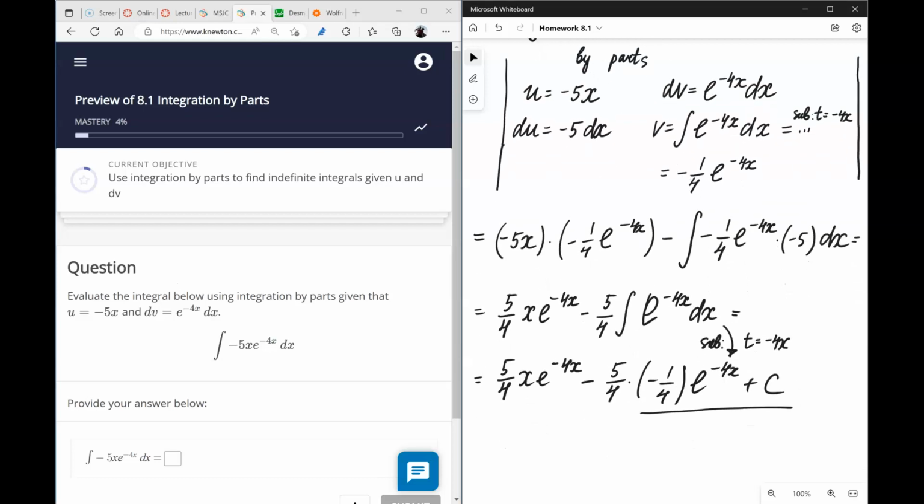Now, someone may ask, why don't we distribute the negative 5/4 to the plus c? That doesn't matter. You can distribute the negative 5/4 to plus c, but a constant is a constant, so it doesn't matter if it has 5/4 there or if it doesn't, it's still just a constant. So let's type the answer.